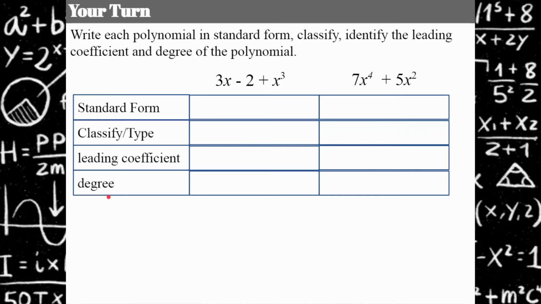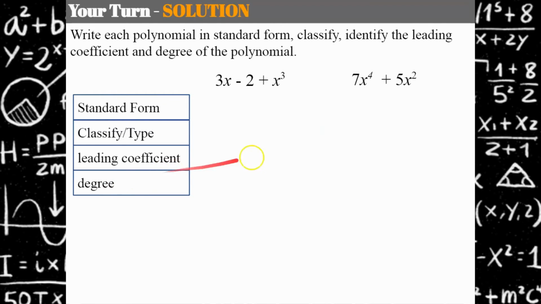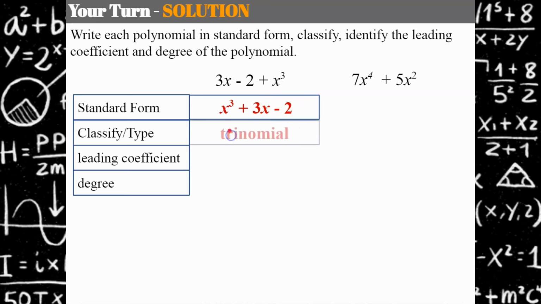Welcome back. Let's see how you did. So I'll go through the first one. In standard form, x cubed comes first, plus 3x, subtract 2. So my exponents are going down. They're descending. 3, 1, 0. Okay? Classify it. It's a trinomial because it's a polynomial with 3 terms. So we're going to call it a trinomial. The leading coefficient is 1, and the degree is 3.